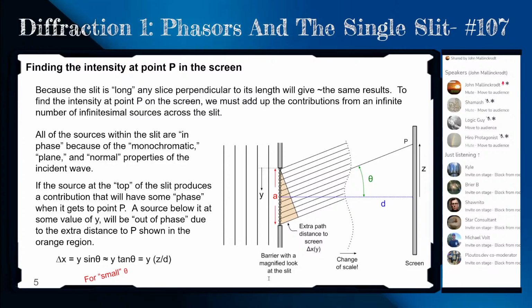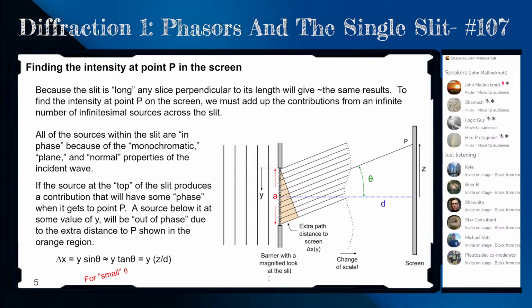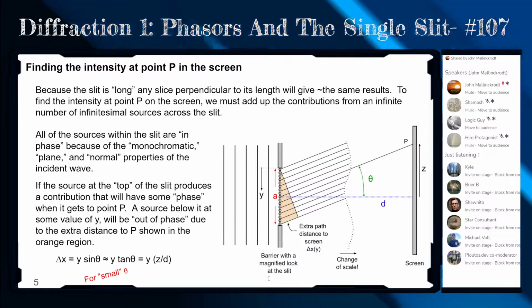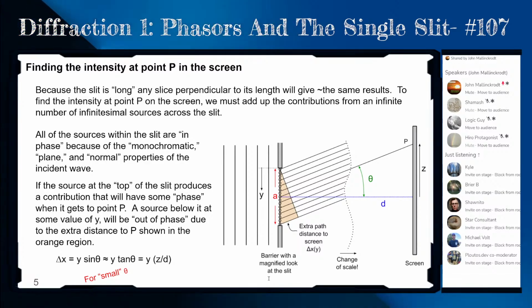So all of the sources in the slit are producing contributions in phase because the wave coming in is monochromatic and a plane and normal coming in. So that means that when a wave crest hits the aperture, every single one of those little secondary sources is now producing a wave maximum that will then scatter out, propagate out from that place.